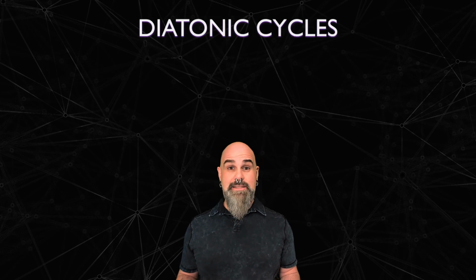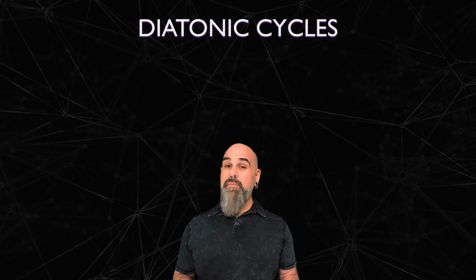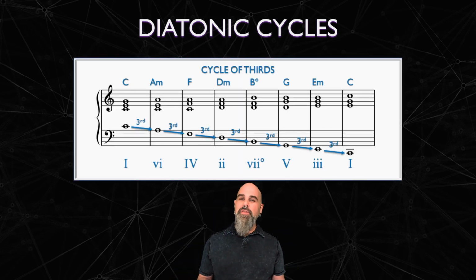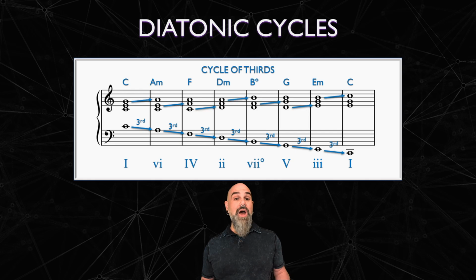Now, some pretty cool things happen when we organize the 7 diatonic chords into 3 diatonic cycles, each using just one type of root movement. Let's start with the cycle of thirds. We'll move down a third to get from one chord to the next. And because chords next to each other in this cycle share 2 notes in common, we only have to move 1 note up to get to the next chord to maintain parsimony. As we cycle through, each voice takes turns stepping up.